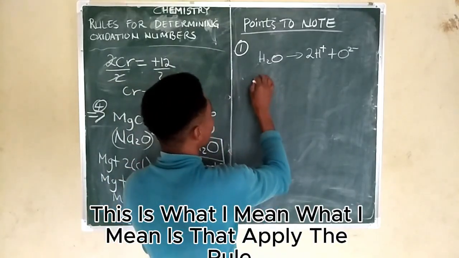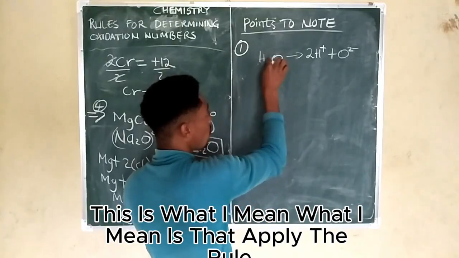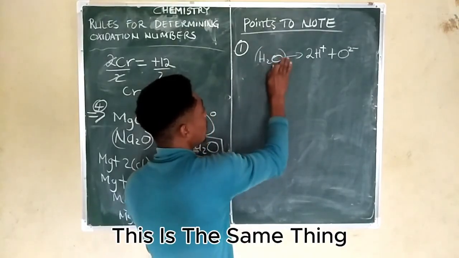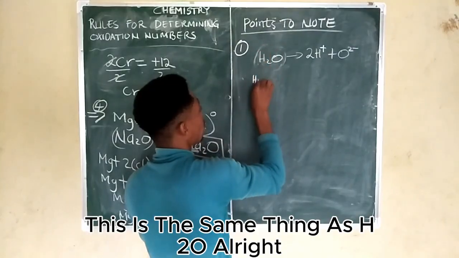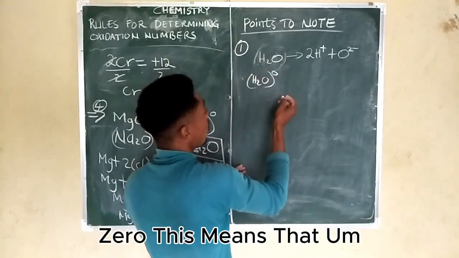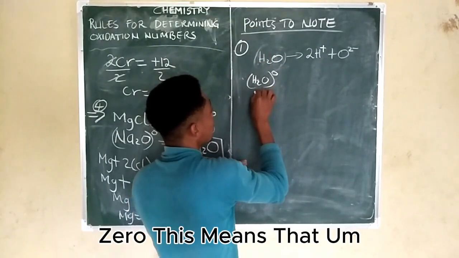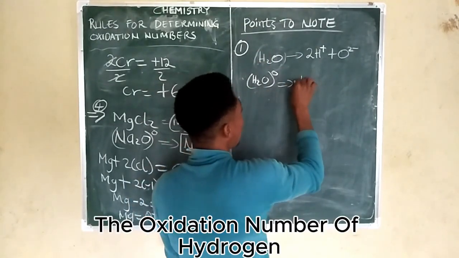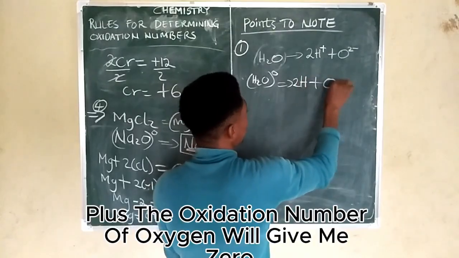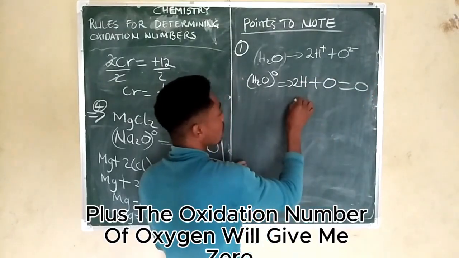This is what I mean. What I mean is that you apply the rule. This is the same thing as H2O, equal to 0. This means that the oxidation number of hydrogen plus that of oxygen will give me 0.